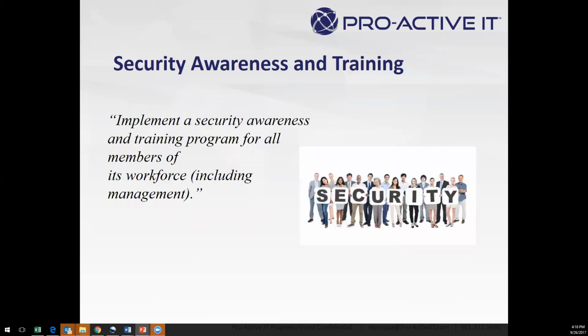Going into security awareness training. This one is an addressable standard. Again, addressable does not mean optional, but you want to assess if it's reasonable to have security training sessions with staff, set security reminders, protect from malicious software, login monitoring, password management.